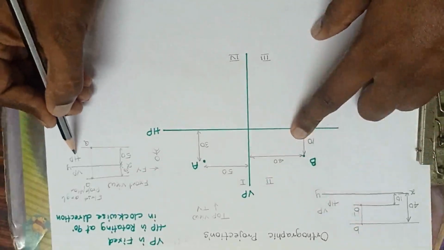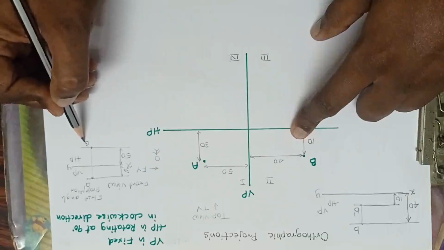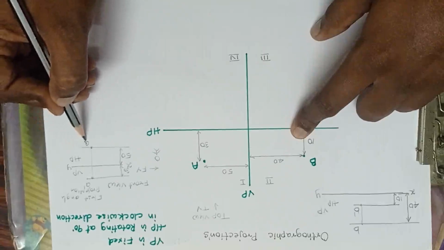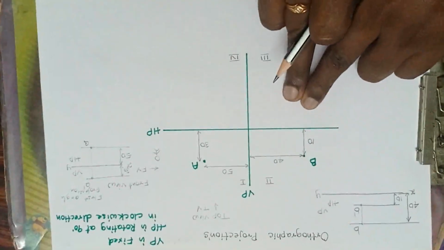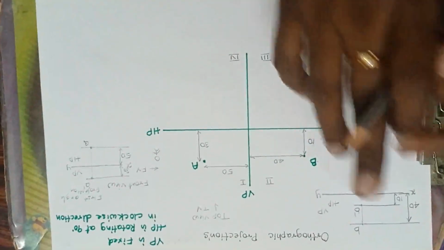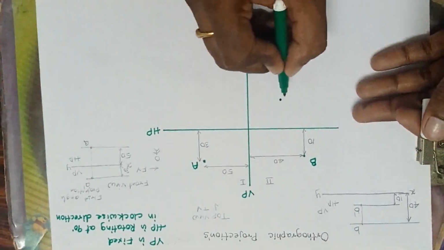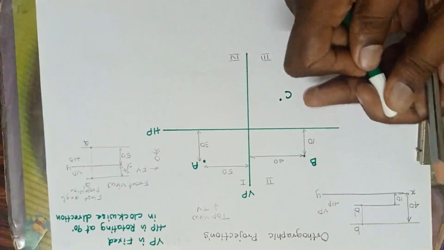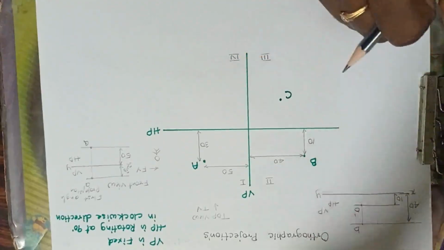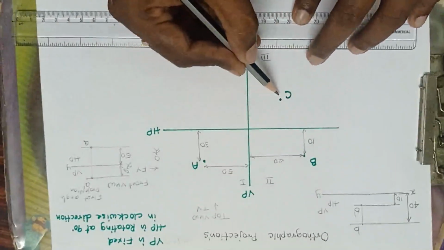So here in the HP, I did not put the dash here, so it is falling on the HP. If I put the dash, it falls on the VP. Let us come to the third quadrant. So I'll assume some point C here. I'll assume some distances here. Now, how do we call this C?